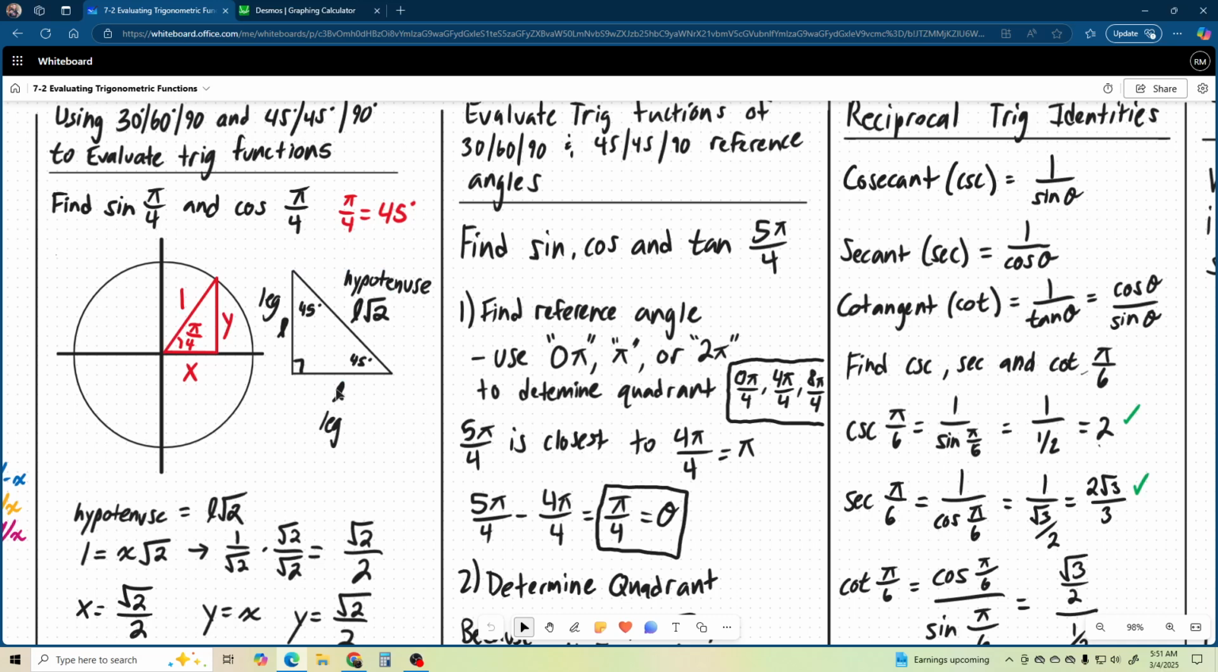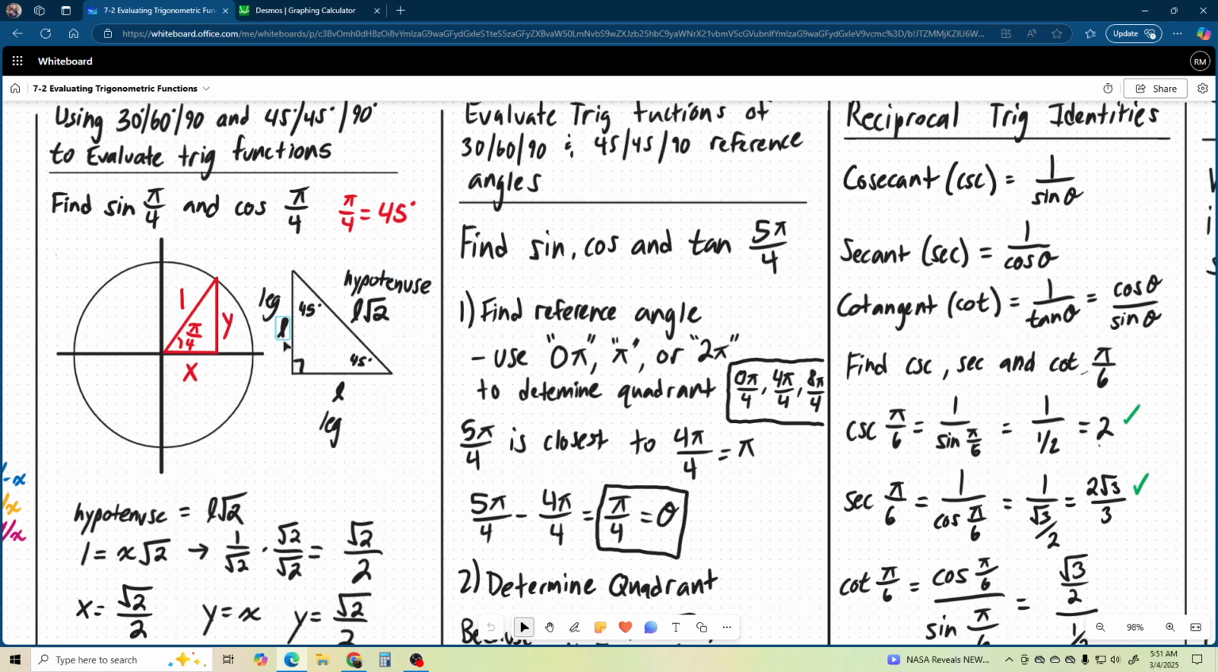I've always called the little leg lowercase l. So in this case, our legs are L, and our hypotenuse is L times the square root of 2. If you wanted to figure out how this is L times the square root of 2, just use the Pythagorean theorem: L squared plus L squared equals C squared. And then when you do the math, you get L times the square root of 2. So that's where this comes from.